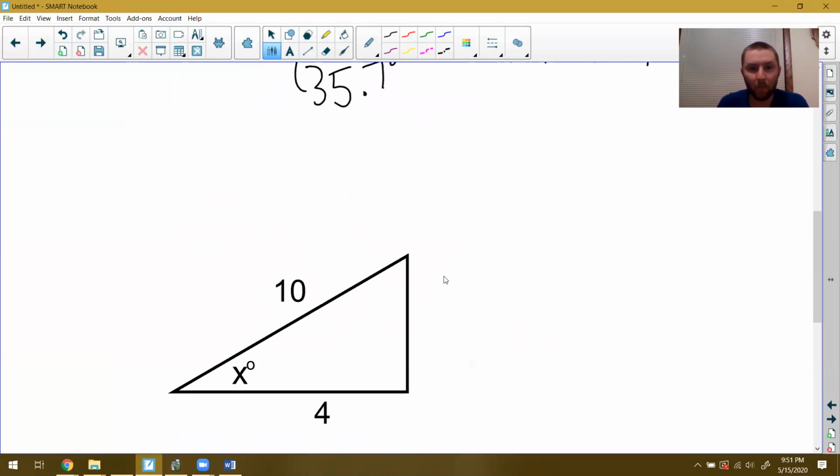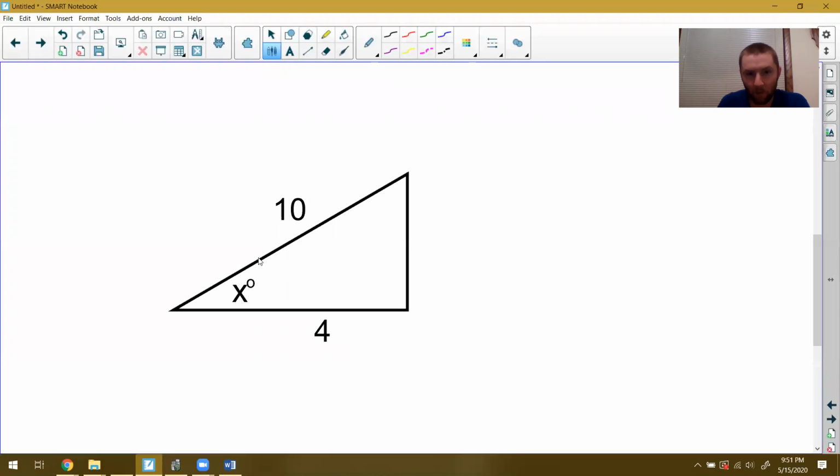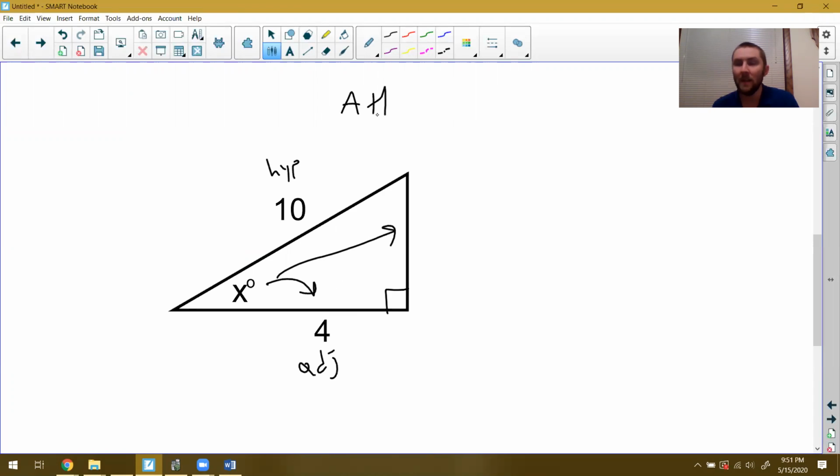A couple more examples for us. Here I have an angle x, and I'm looking for that angle. I have been given lengths for the adjacent side, 4, because my opposite would be over here, and then my hypotenuse here is 10. So I have side lengths for the adjacent side and the hypotenuse. CAH: adjacent and hypotenuse go with cosine. So the cosine of my angle x is equal to 4/10.